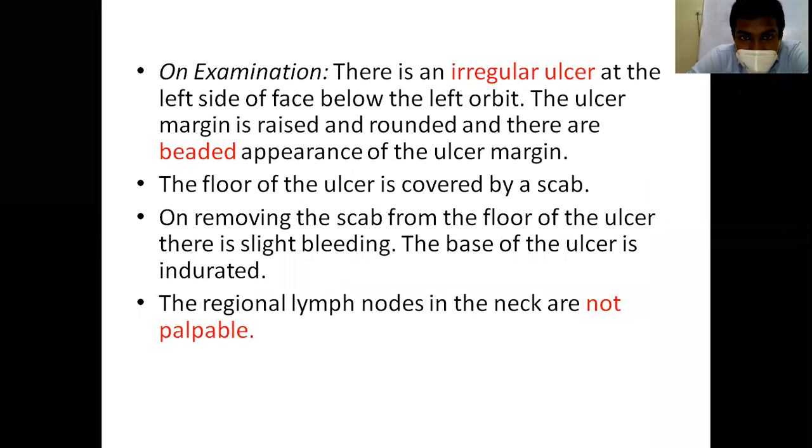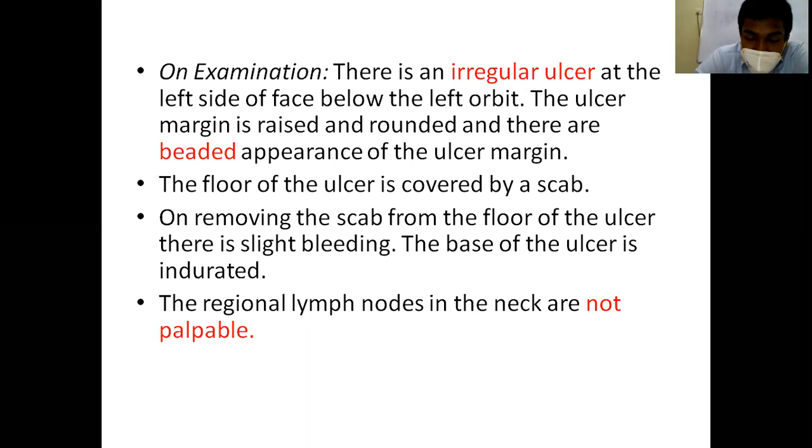On examination, there is an irregular ulcer on the left side of the face below the left orbit. The margin is raised, it is rounded, and there is a beaded appearance of the ulcer margin. The floor of the ulcer is covered by a scab. On removing the scab, they found that there is slight bleeding. The base of the ulcer is indurated, and there were no regional lymph nodes.